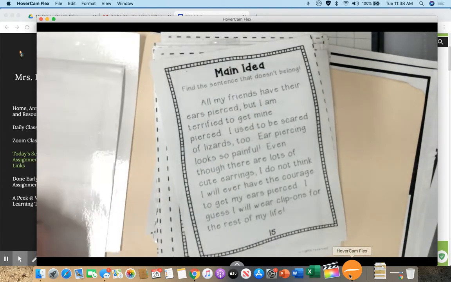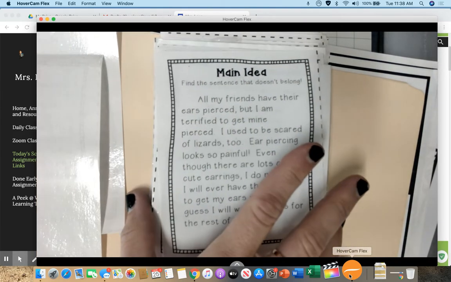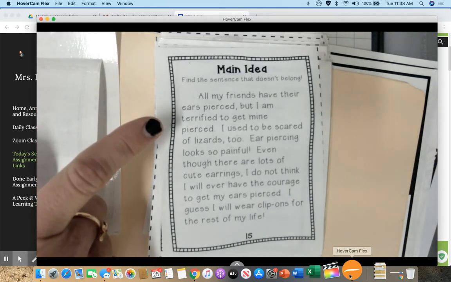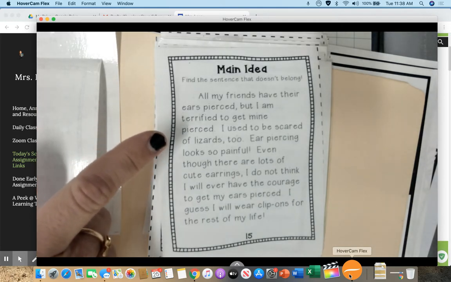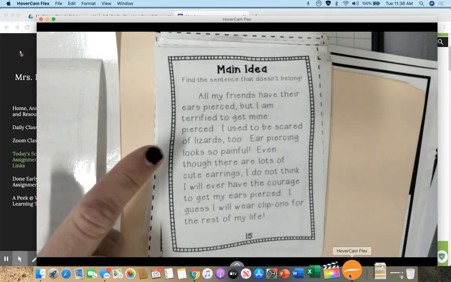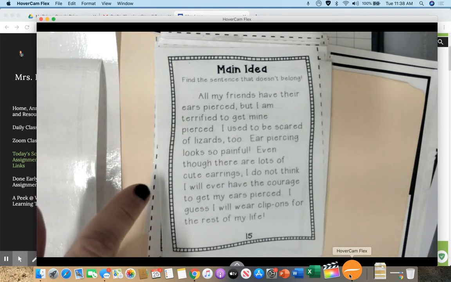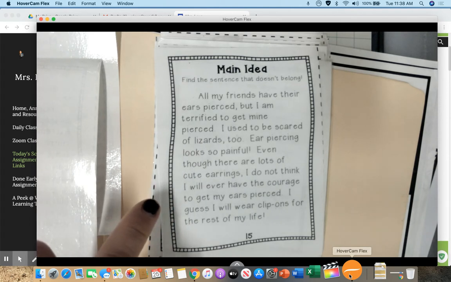All right, I'm going to do one more and then do something else with you guys. "All my friends have their ears pierced, but I am terrified to get mine pierced. I used to be scared of lizards too. Ear piercing looks so painful. Even though there are lots of cute earrings, I do not think I will ever have the courage to get my ears pierced. I guess I will wear clip-ons for the rest of my life."